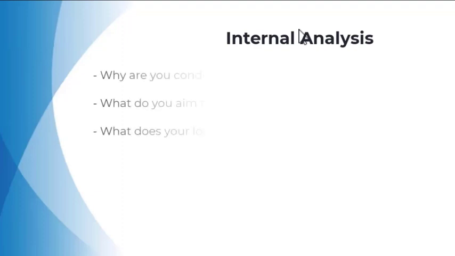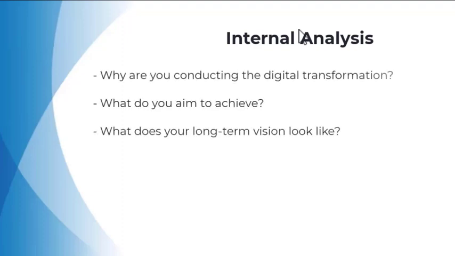So now you know where you are through the external analysis, we want to decide where we want to go. So the next step of the transformation will ask you to look at your internal part of the business in terms of your internal context. So this will start with you defining your why and understanding what is the reason for the transformation and what exactly do you aim to achieve. Or in other words, what does your long-term vision look like?